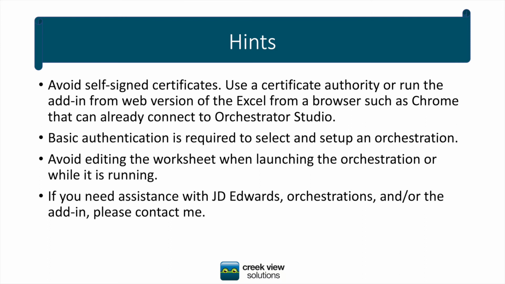Finally, I have a few hints I'd like to share with you to hopefully make your experience with the add-in more positive. Try to avoid self-signed certificates. So if you're using the JD Edwards Trial Edition as a sandbox, it's best to install certificates from a certificate authority. You need basic authentication configured in order to set up an orchestration. This should normally be set up, but I have seen instances where it wasn't turned on or set up correctly. When setting up your workbook, if you can connect to the AAS server and sign in, but you don't get a list of orchestrations in the dropdown, this is one of the places to check.